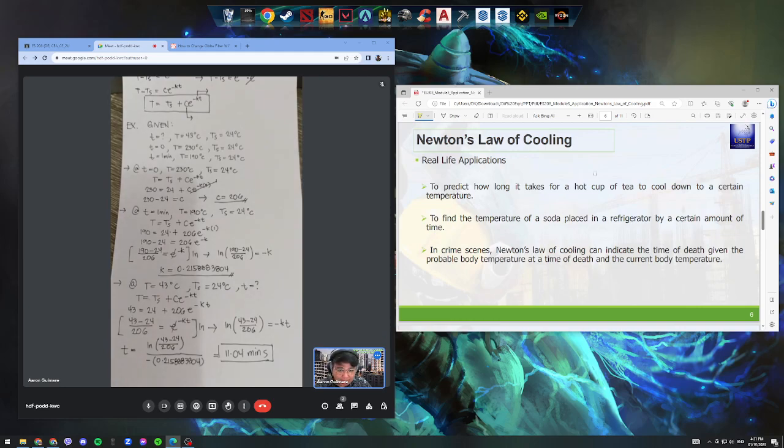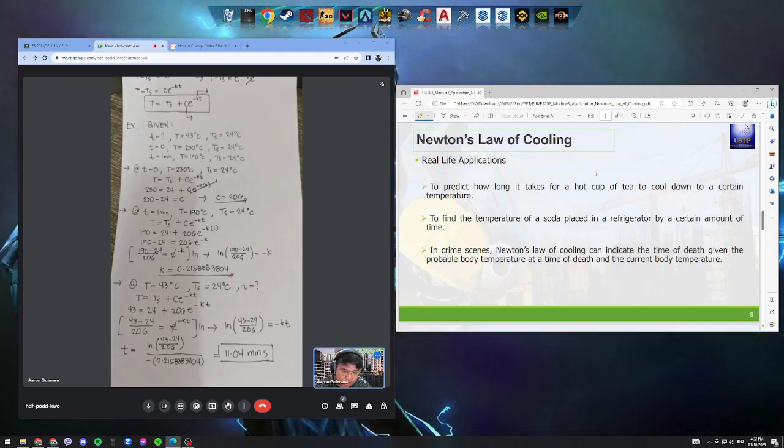Okay. So another real life application is to find the temperature of a soda placed in a refrigerator by a certain amount of time. So example, I have a soda, I have a Coke, Coca-Cola, gibutang na ko sa ref. So gusto ka pilay temperature sa imong Coke after pila ka minutes nimo gibutang no sa freezer.